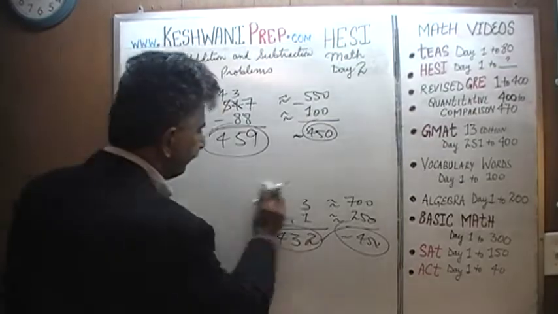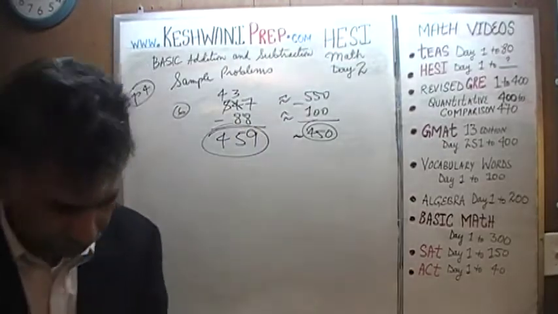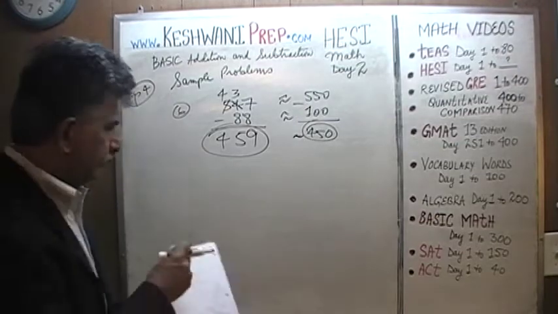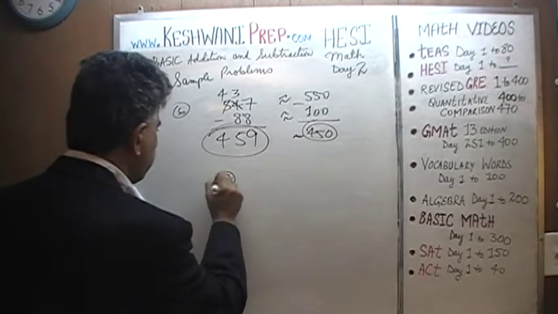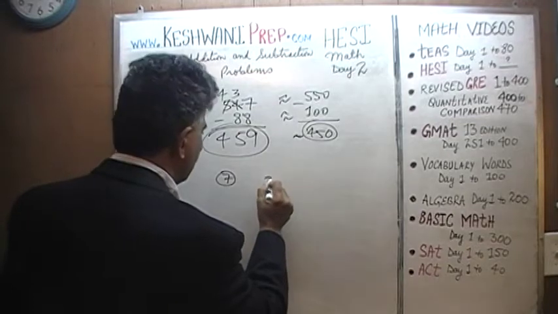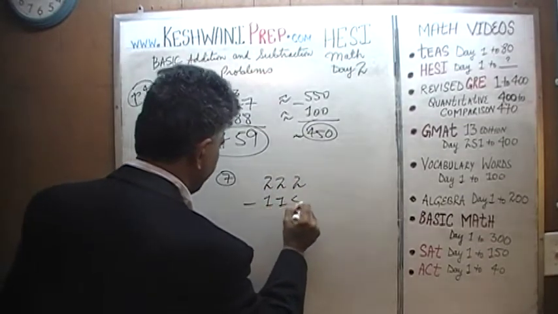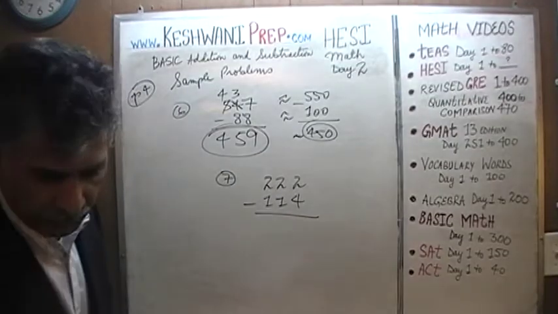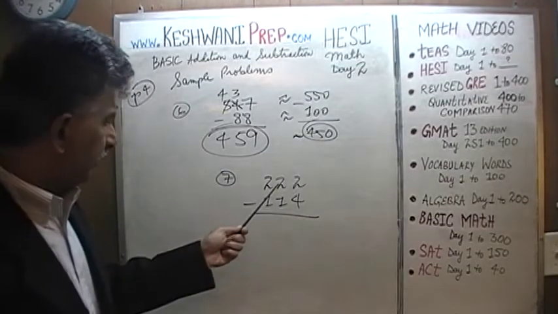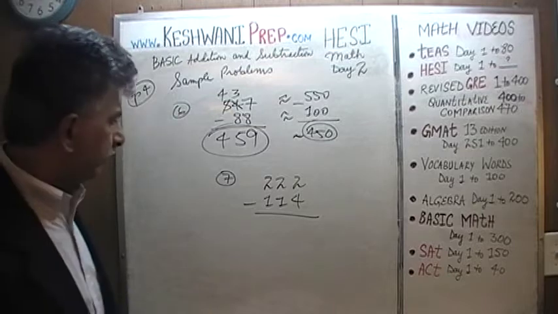Number 7. $222 minus $114. So it should be around 100. The answer should be around 100. 200 minus 100 is about 100.